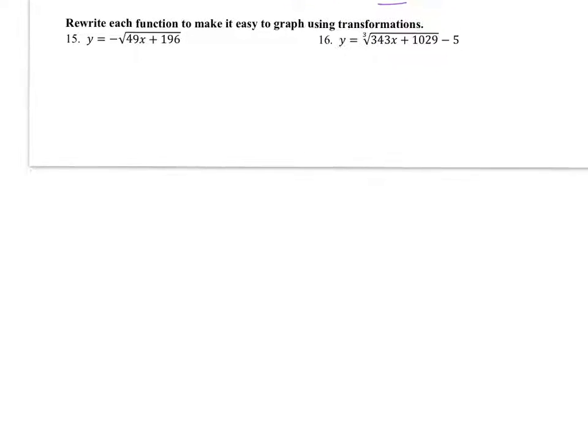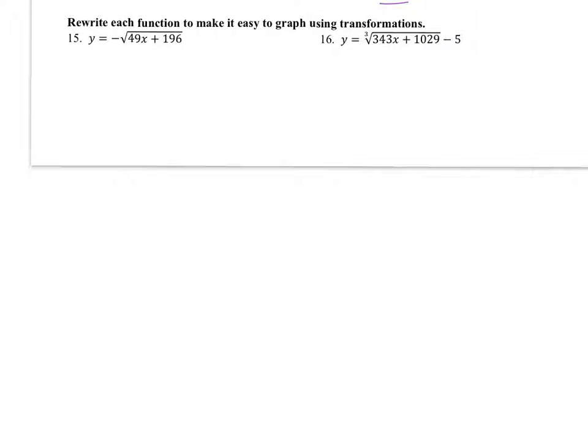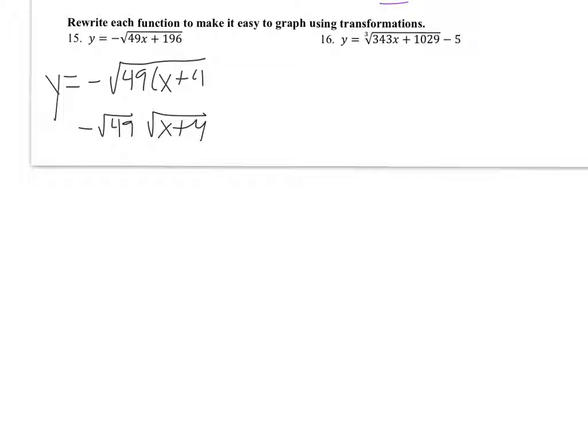And last two, so this is a square root. I have a negative, I can factor out a 49 from both of these. That would leave me with x plus 4. And when you factor that out, you can separate multiplication. The square root of 49 would be, I still have that negative out in front, negative 7, square root of x plus 4. And the next one, same type of thing.